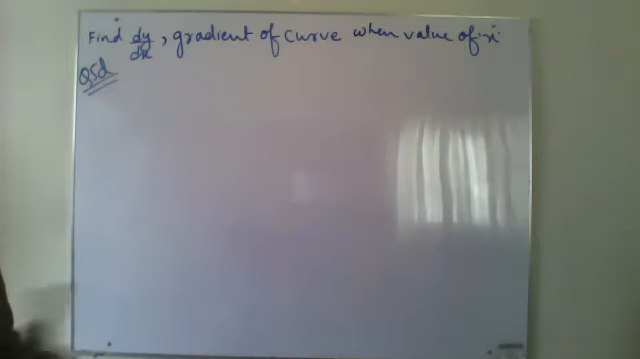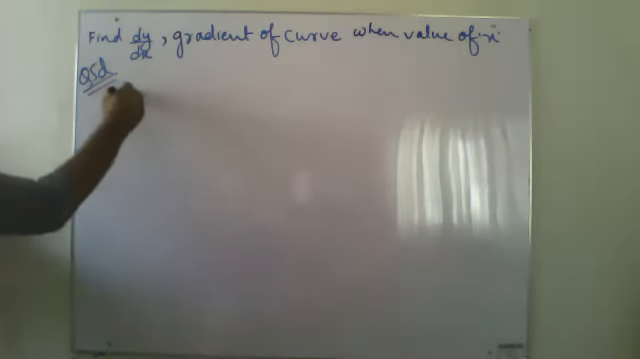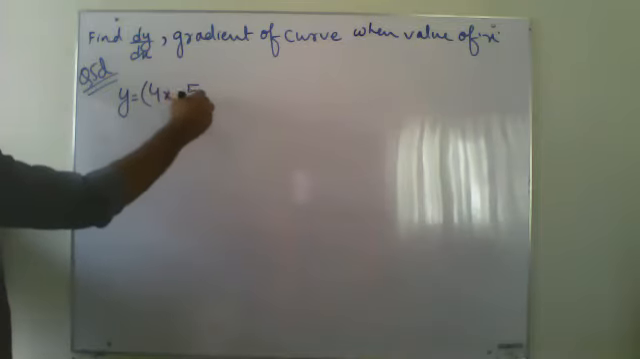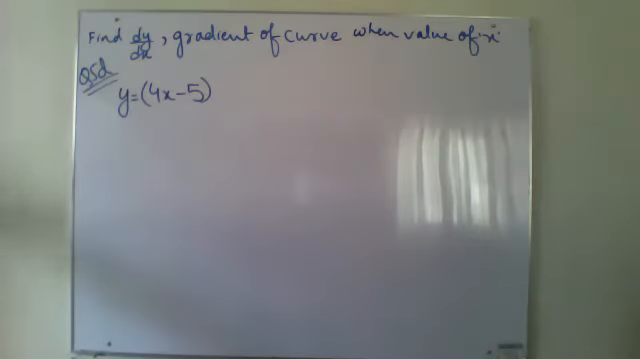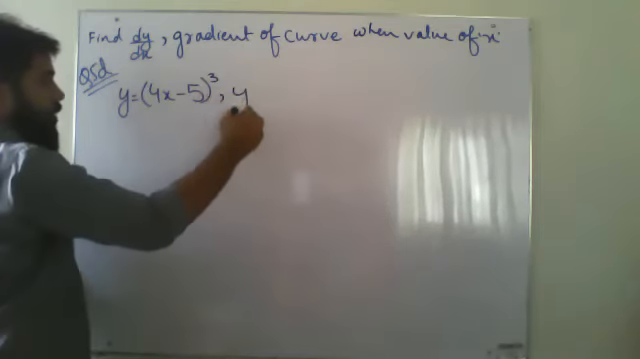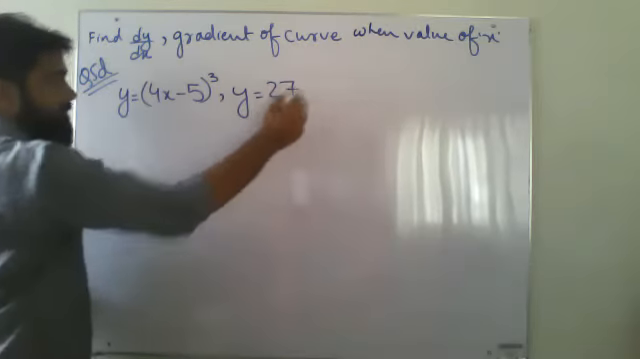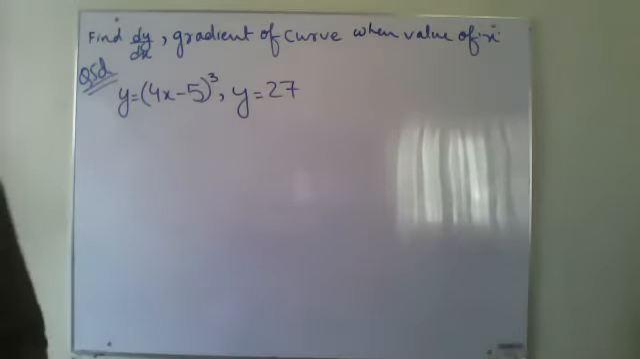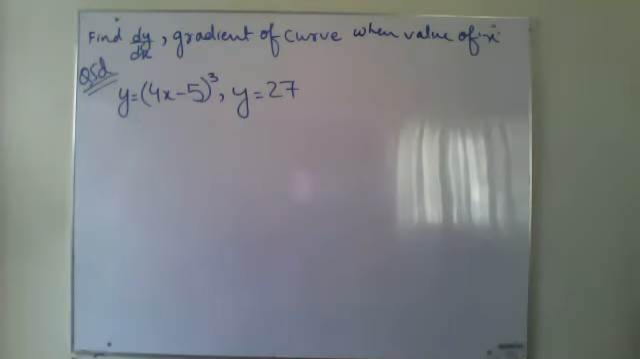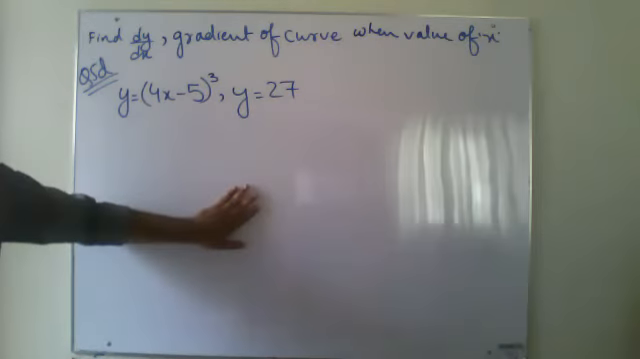And I'm not going for the easy one. You guys can solve it by yourself also. I'm going for a little bit, you can say, a tricky one. Y equals to bracket 4x minus 5 whole cube and y equals to 27. Okay, now again, what's missing? Value of x is missing. Okay, so we have to find out that value of x. How are we going to find out that value of x?